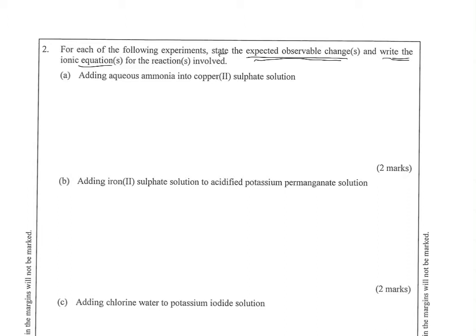Okay, this is from Form 4, the acid-base chapter. Aqueous ammonia, we know that it contains hydroxide ions. Copper(II) sulfate, mainly it's the copper(II) ion. They have a reaction with hydroxide ion. The topic is related to using alkali to test metal ions, so that it will form a precipitate. So the equation is OH⁻ plus Cu²⁺ forms Cu(OH)₂, which is solid. So a blue precipitate forms. Okay, this is the observable change.